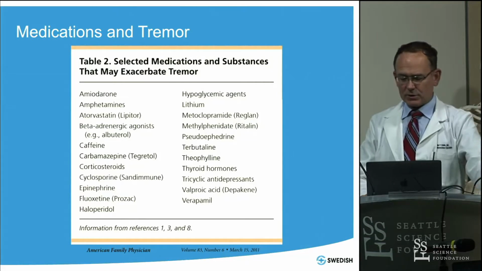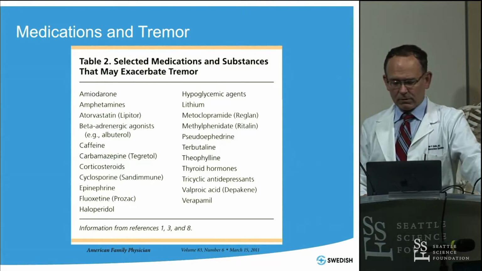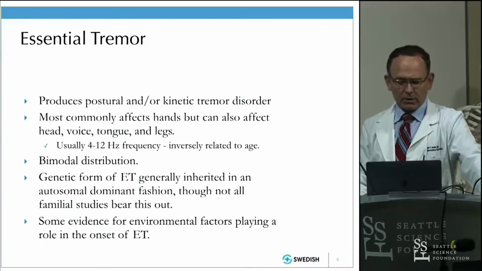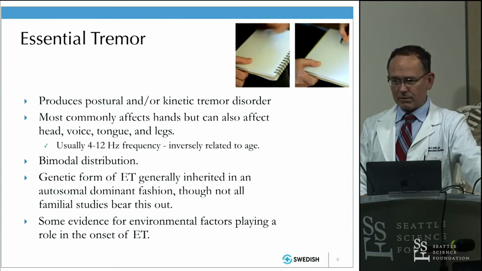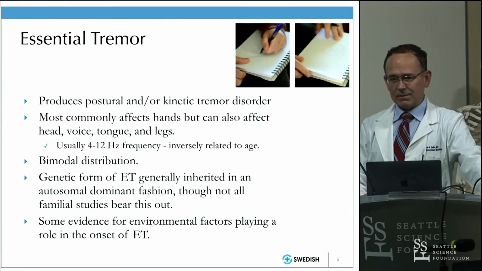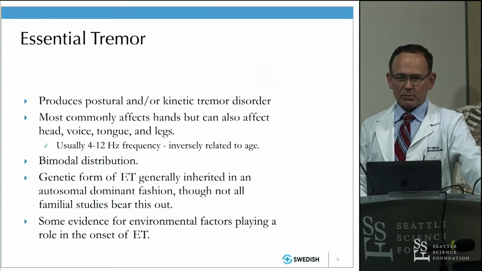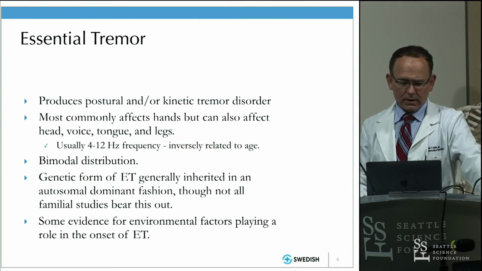These are all the medications that are associated with enhanced tremor, and so the first thing you have to do is go through their medication list and make sure that they're not on something that's likely to be causing it. So essential tremor most often affects the hands, but can also affect the head and the voice and even the torso and the legs as well, although that's much less common. Most common thing really is the hands, arms, voice, and then head.